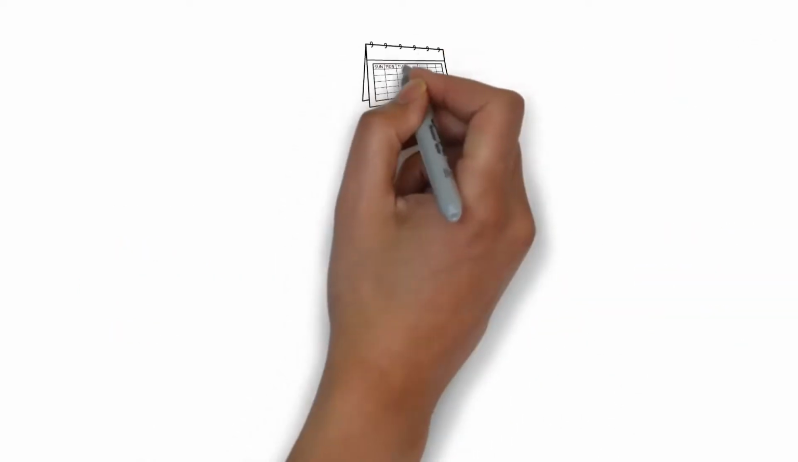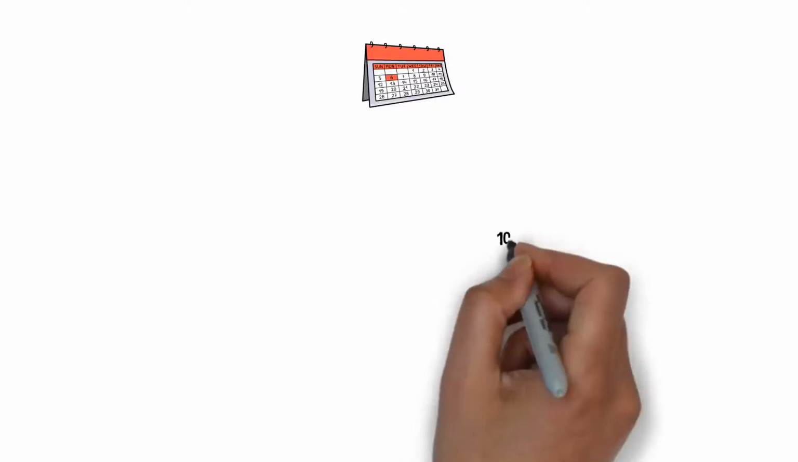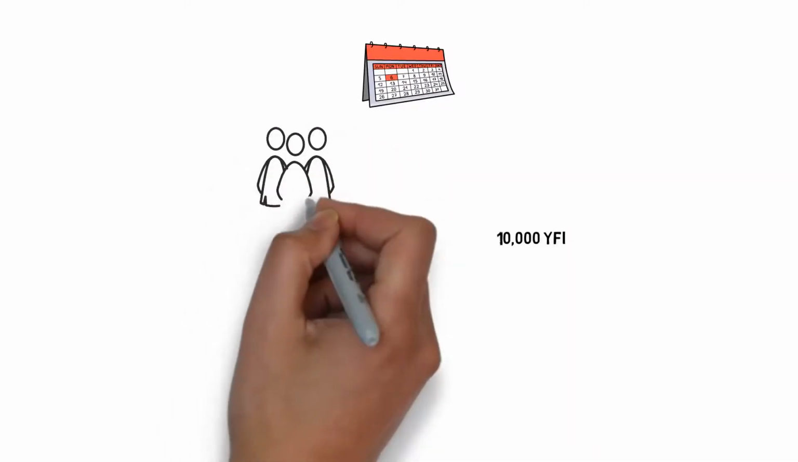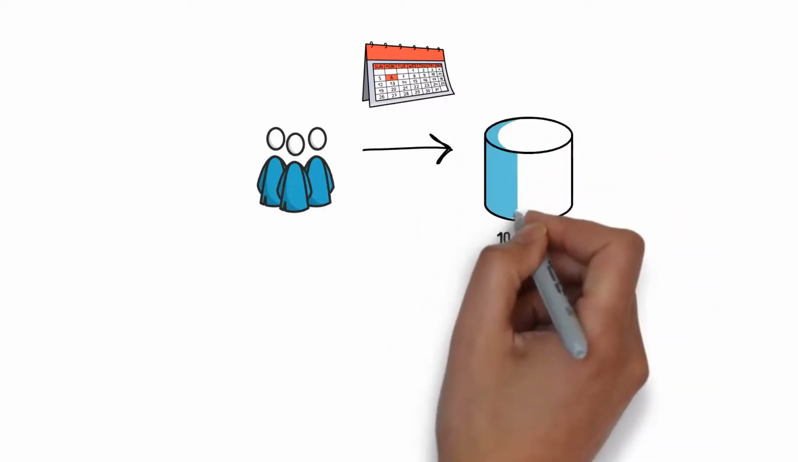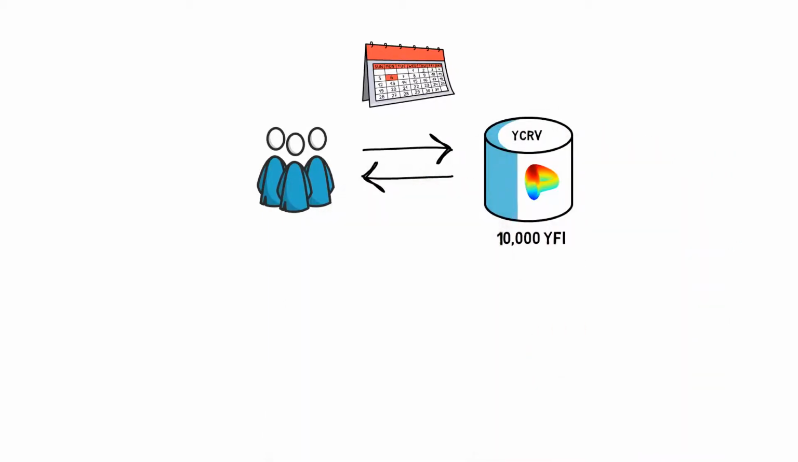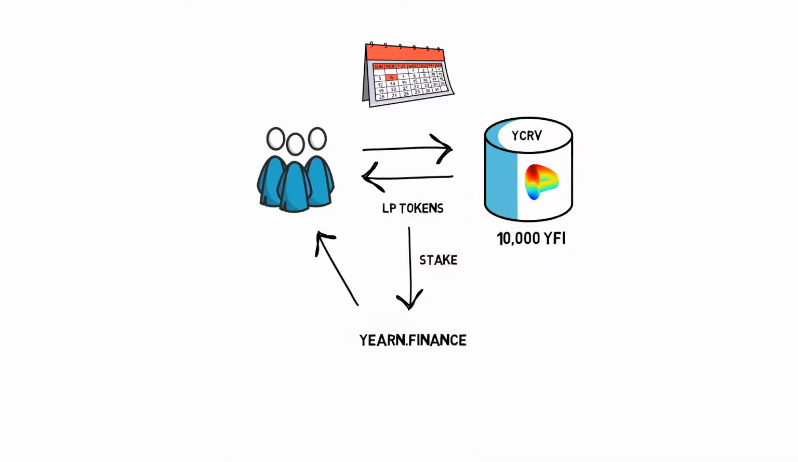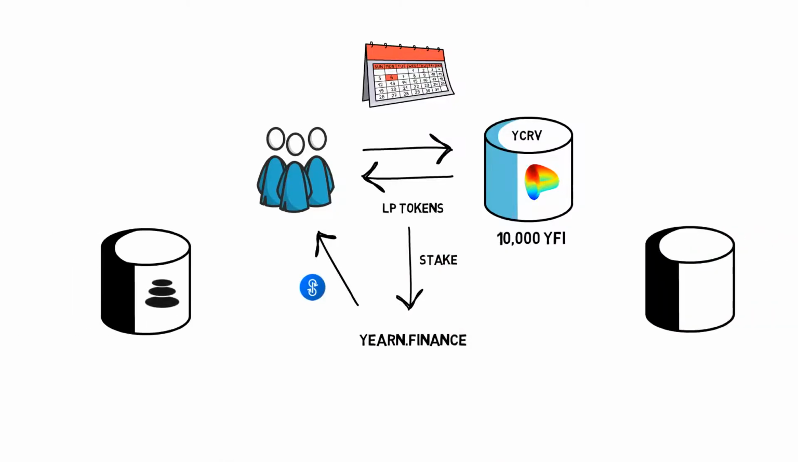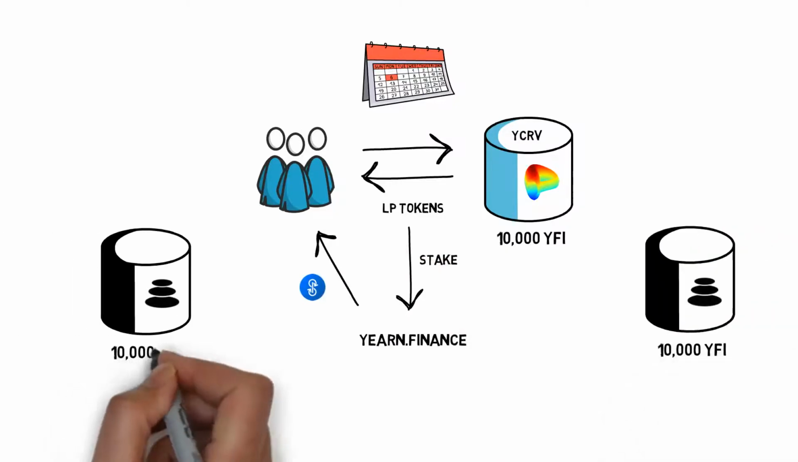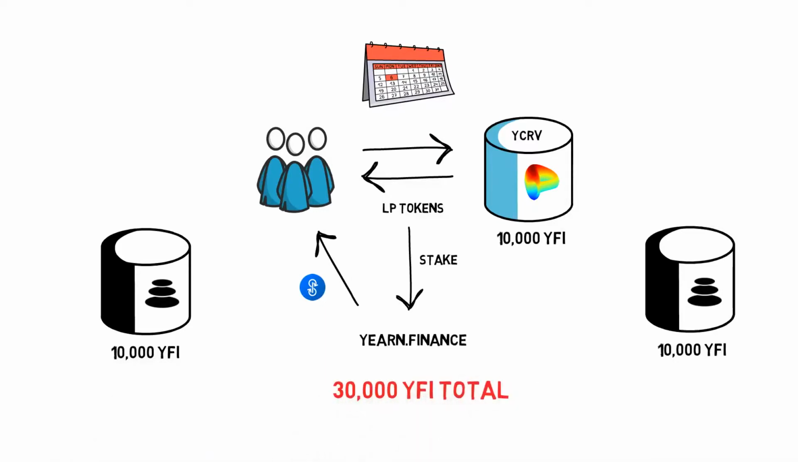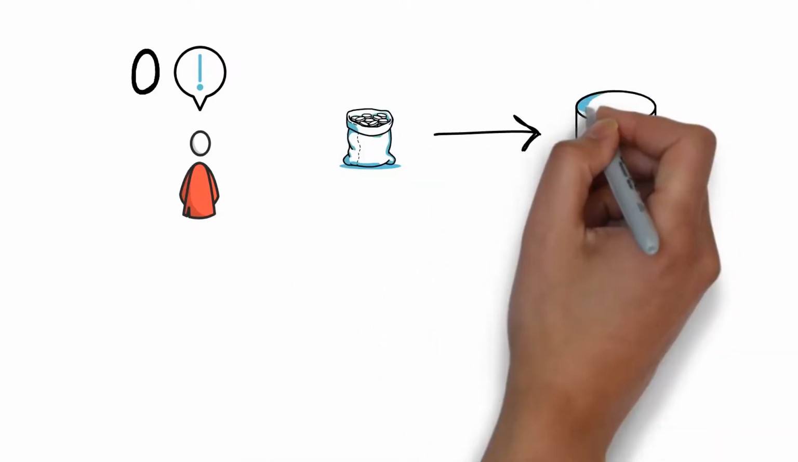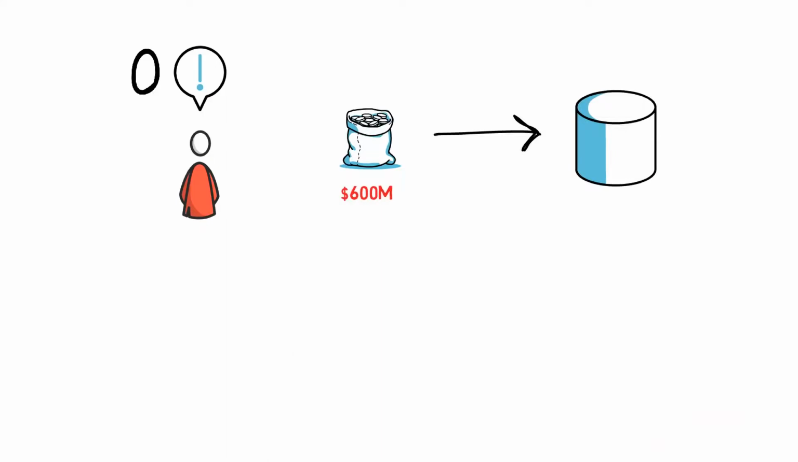A 9-day-long token distribution started with allocating 10,000 YFI tokens to the liquidity providers of the yCRV pool. The LPs had to stake their yCRV LP tokens to receive YFI rewards. Shortly after, 2 more Balancer pools were added, with 10,000 tokens each, totaling 30,000 YFI tokens. Regardless of a disclaimer that the YFI token has zero financial value, the money started flowing into the incentivized pools, topping $600 million in locked value.